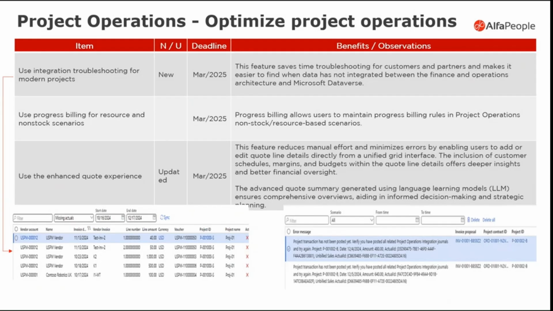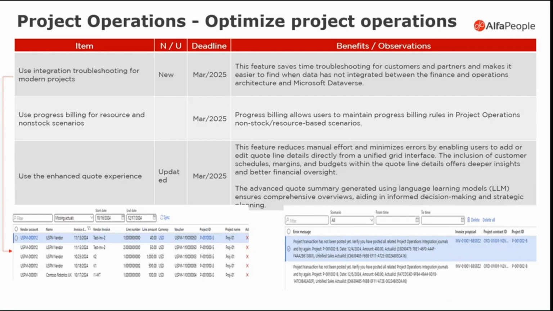Progress billing is now available in non-stock and resource-based project operations scenarios. So this means users can define billing rules based on project milestones or percentage completion. This is ideal for long-term engagements or service-based work, and it supports more accurate invoicing aligned with project delivery and improves financial visibility across complex projects.